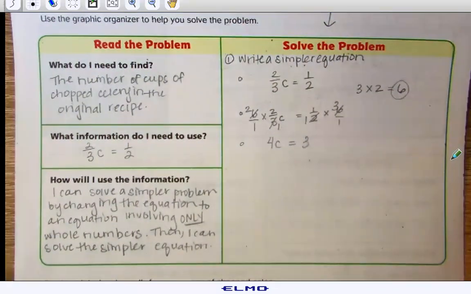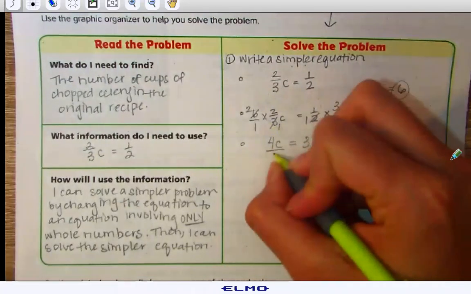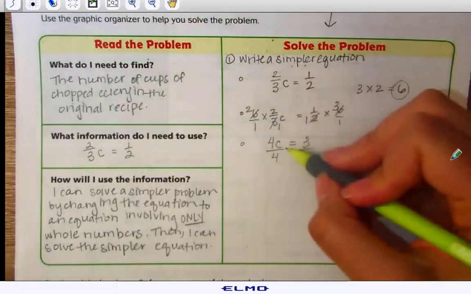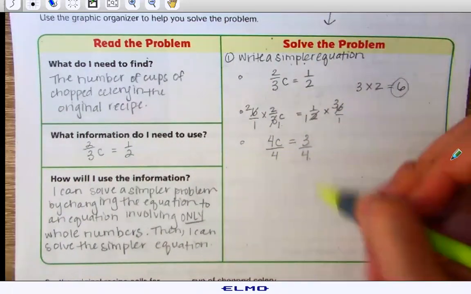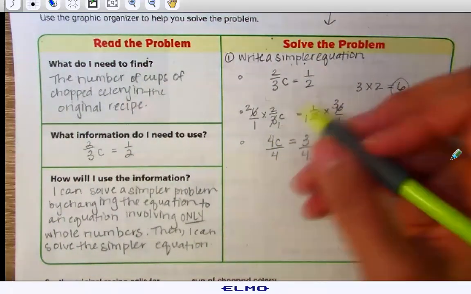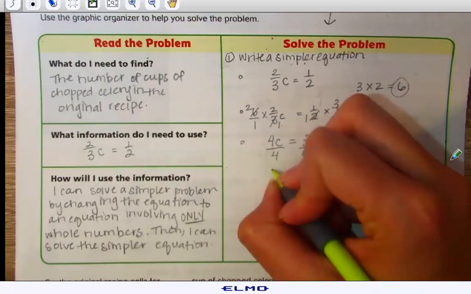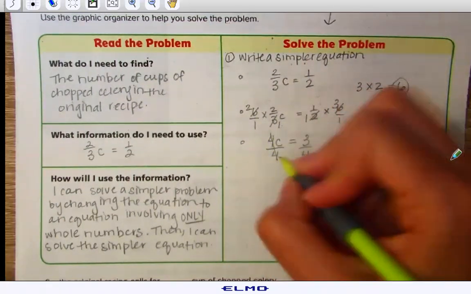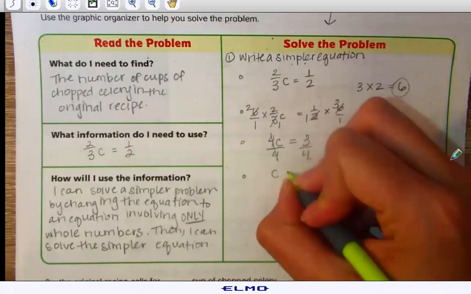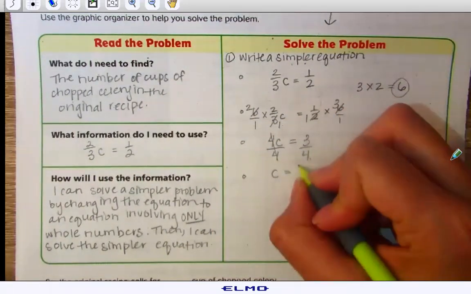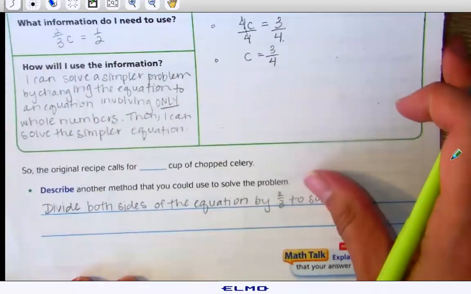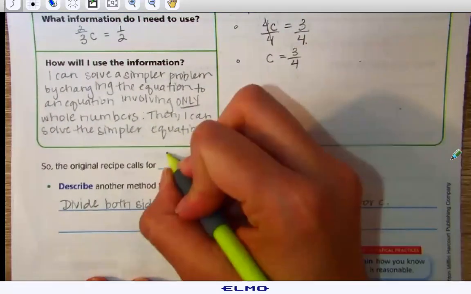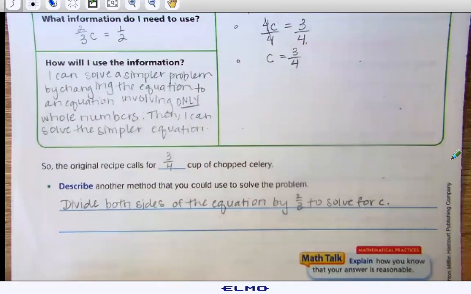The next step is you're going to use the division property of equality and divide both sides by 4. We always want to get the variable by itself. So that's why we divide by 4 instead of 3, because there's this little c here. 4 divided by 4 is 1, but these can cancel out, so we're left over with c, and c should equal 3/4. So the original recipe calls for 3/4 cup of chopped celery.